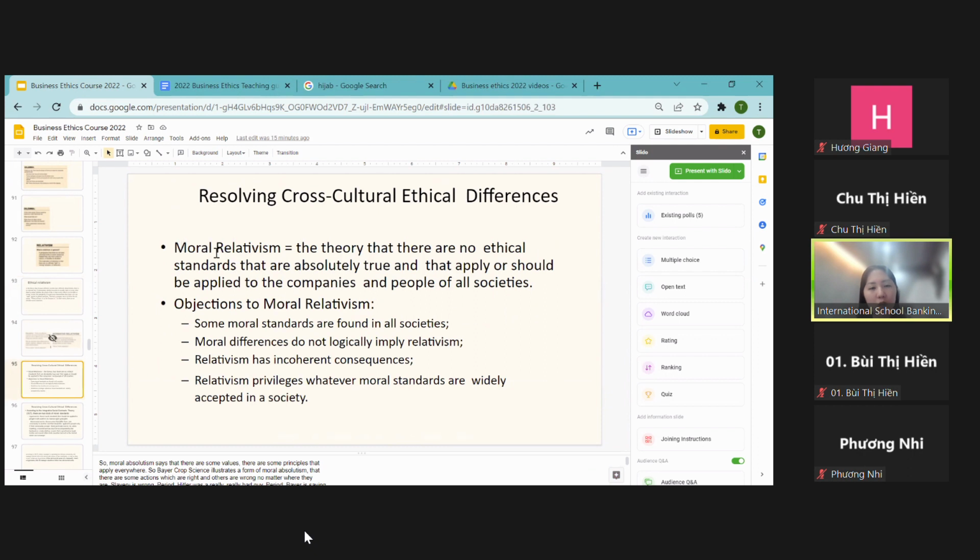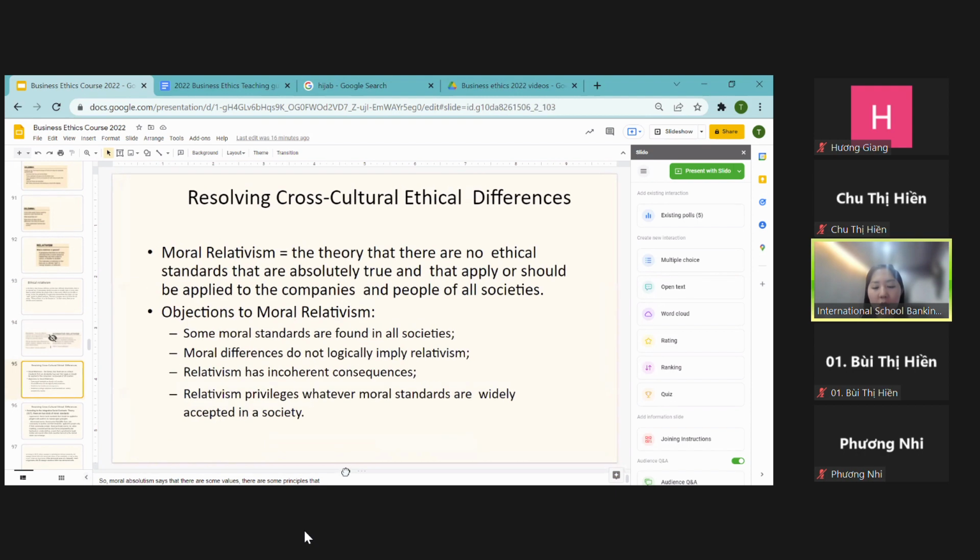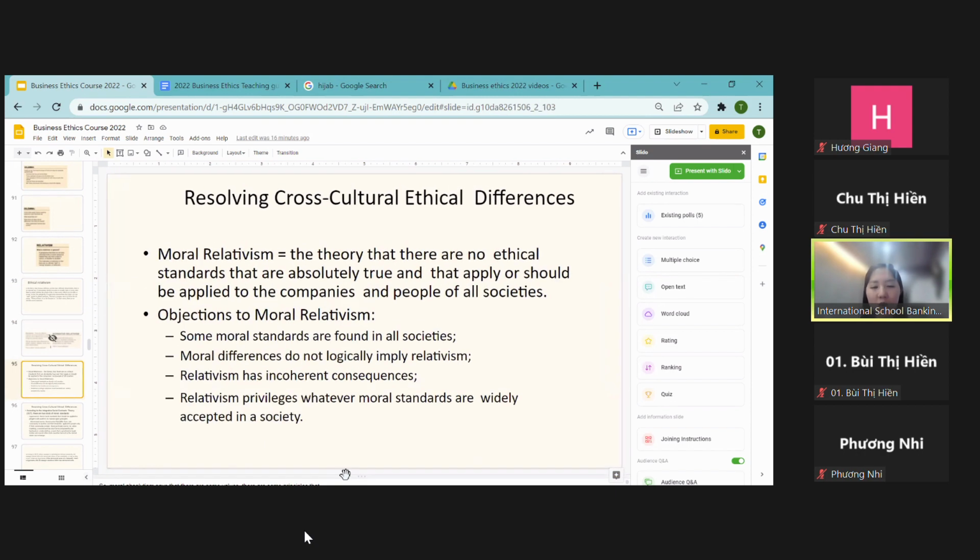Moral relativism is the same as ethical relativism, okay, the same thing. The theory says that there are no ethical standards that are absolutely true and that apply or should be applied to the companies and people of all societies, okay? So we say that there is no moral standard that is true everywhere. But each country, each society has its own moral standard, and we have to follow the moral standard of the location.